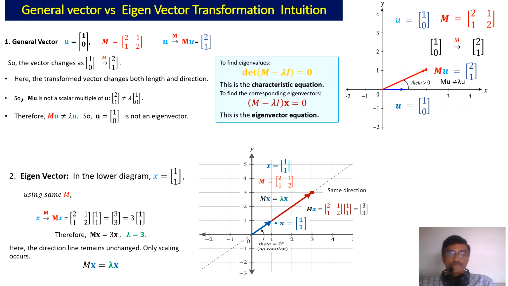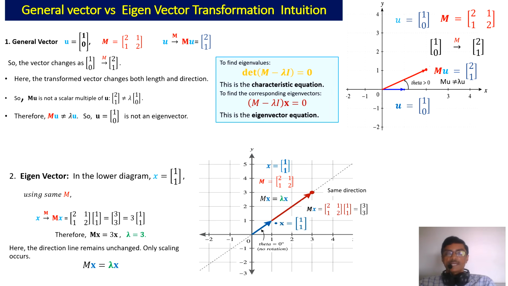This eigenvector idea leads to the standard method for finding eigenvalues. You can see here the characteristic equation, that is determinant of M minus lambda I equals 0, helps us to find the eigenvalues. Similarly, after finding the eigenvalue lambda, the corresponding eigenvectors are obtained from (M minus lambda I) times x equals 0. This is the eigenvector equation.